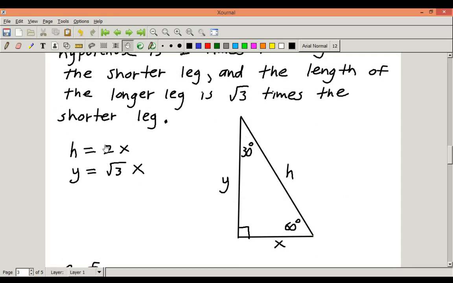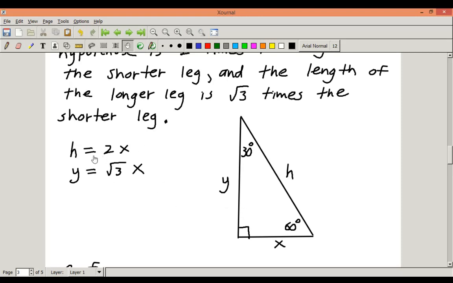So what the theorem says, and then we're going to prove it, is the hypotenuse, which I called h here, is twice the shorter leg. So we know from the inequality in one triangle theorem that the shorter leg is opposite the smaller angle. So this x, the shorter leg, is opposite the 30-degree angle. And this y, which is the longer leg, is opposite the 60-degree angle. So again, the shorter leg is opposite the 30-degree angle, and the longer leg is opposite the 60-degree angle. That's the way it works as far as inequalities in one triangle.